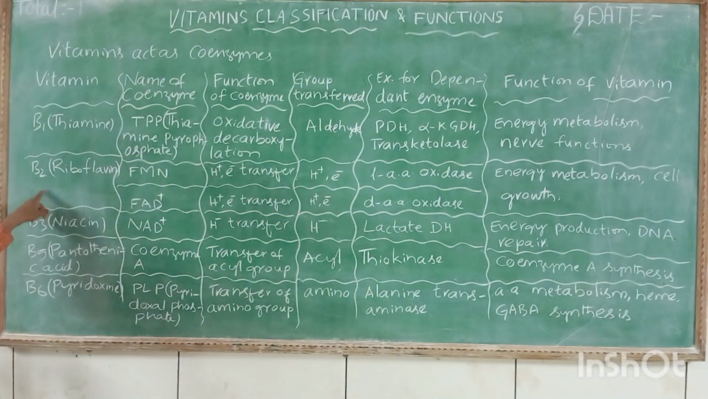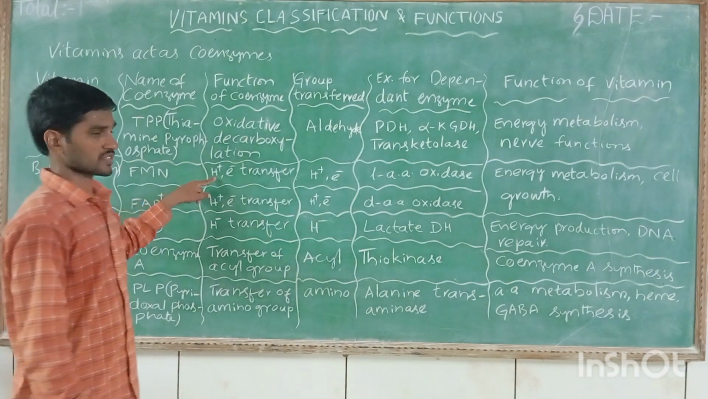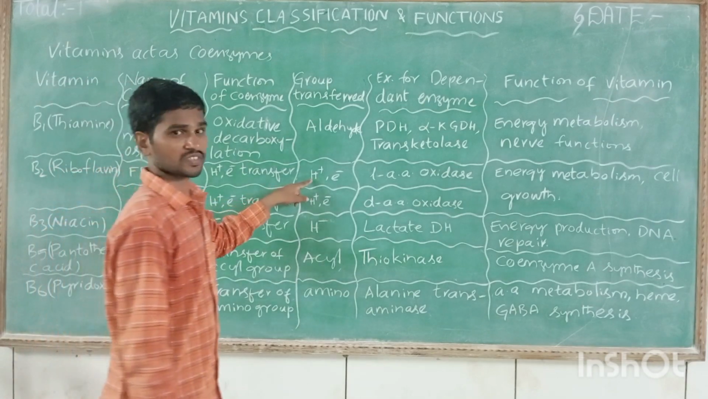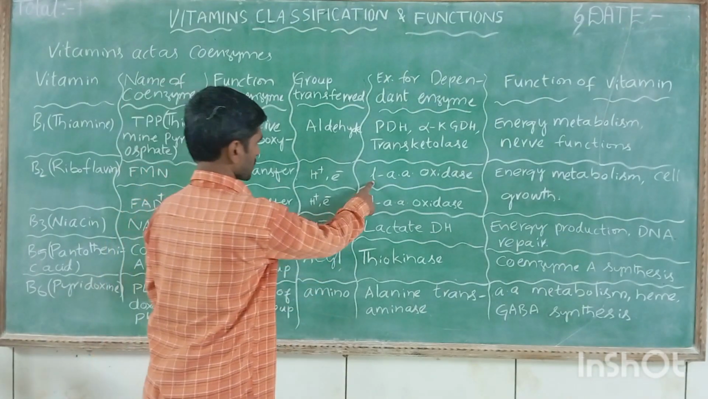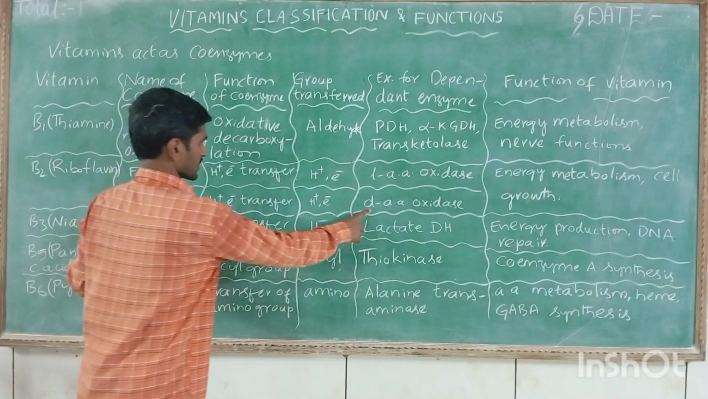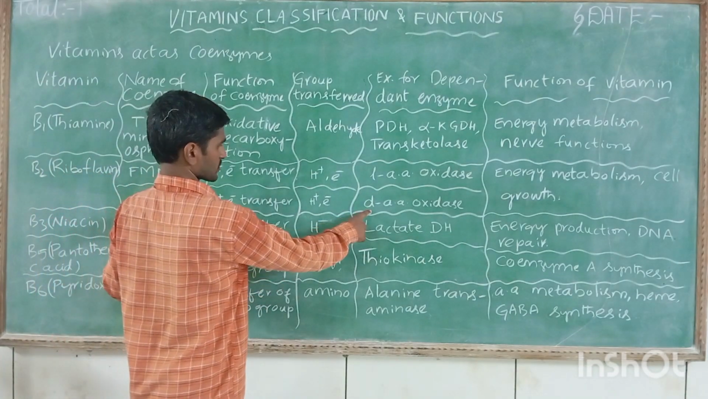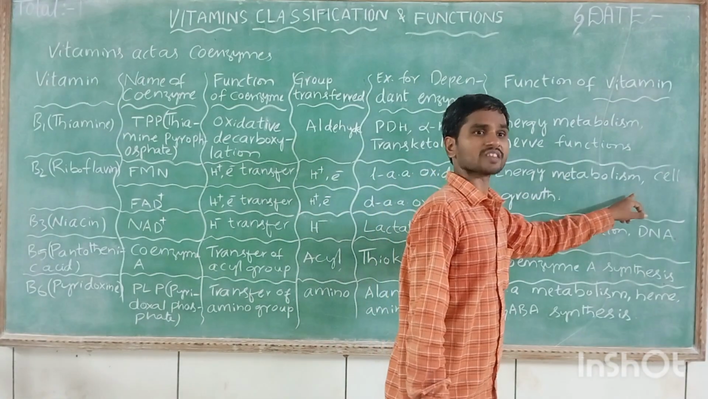Vitamin B2 is named riboflavin. It forms two types of coenzymes, FMN and FAD, flavin mononucleotide and flavin adenine dinucleotide. They transfer either proton or electron. L-amino acid oxidase is dependent on FMN. D-amino acid oxidase is dependent on FAD. You can remember it as FAD plus D: here D, here also D. The function of vitamin B2 is energy metabolism and cell growth.